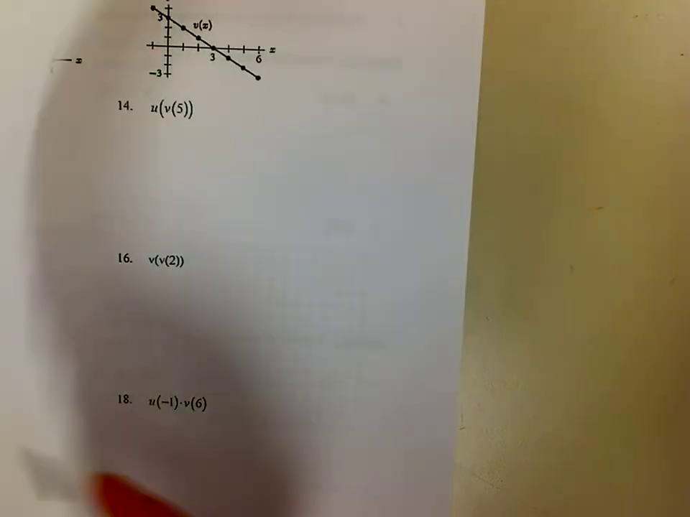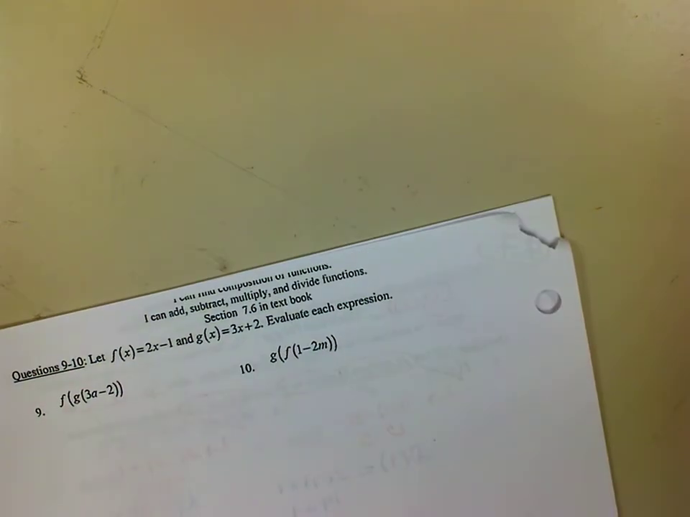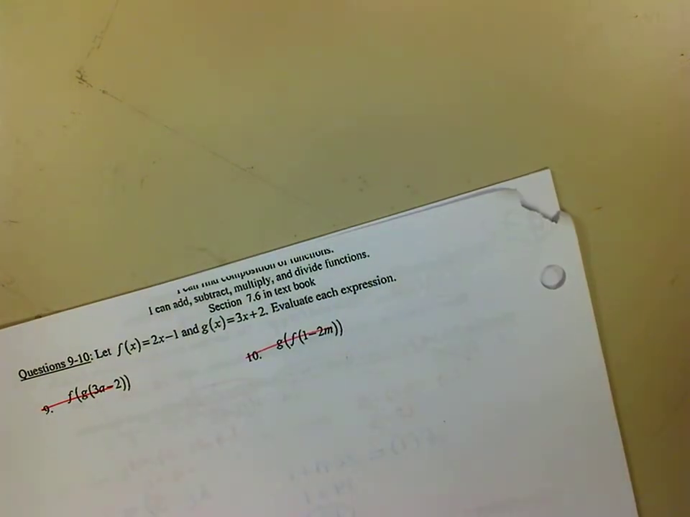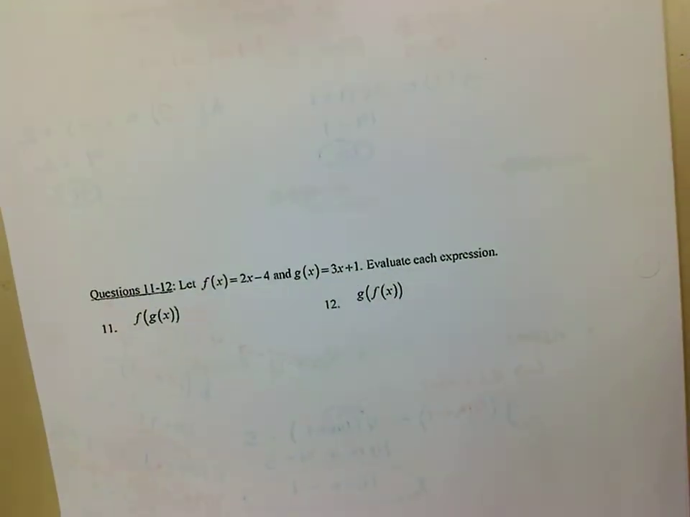Okay, moving on. 9 and 10 are just like the two we just did, so we can eliminate those. Let's look at 11 and 12 now.